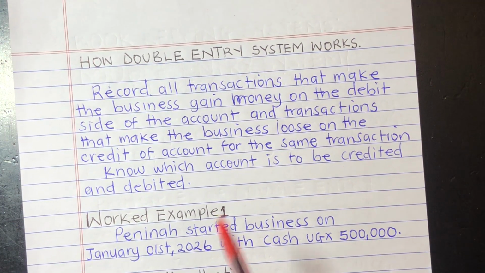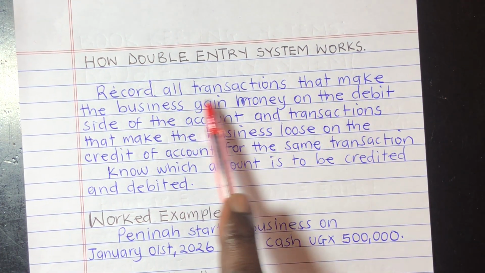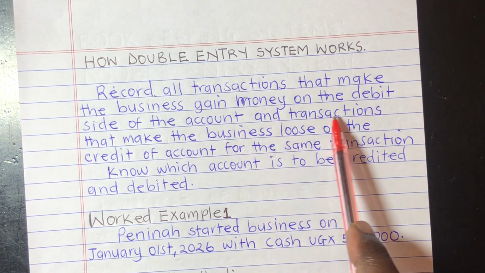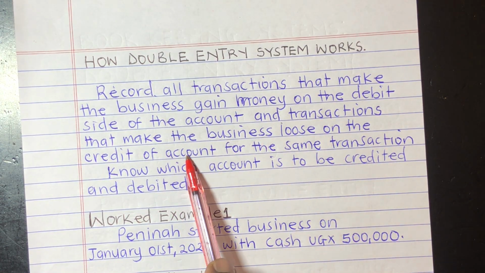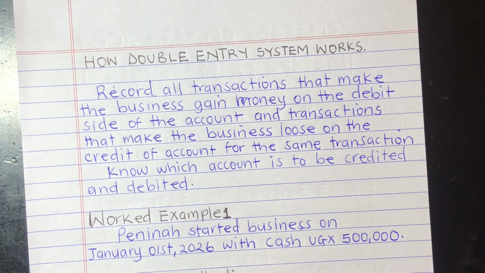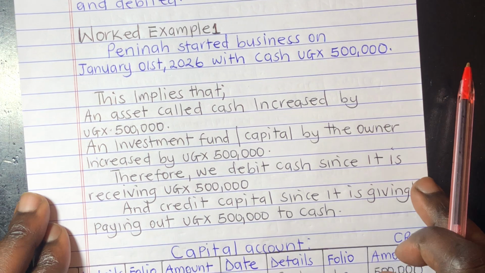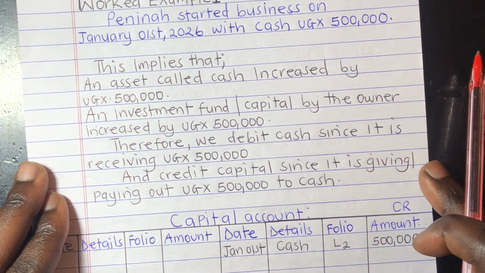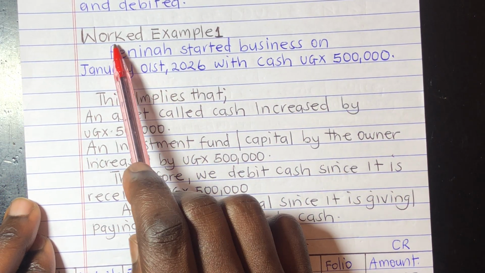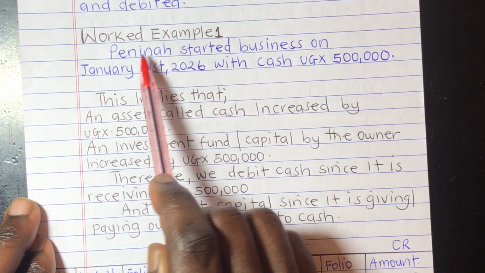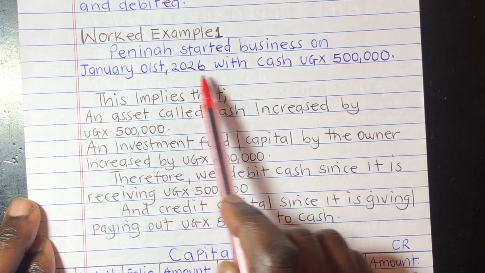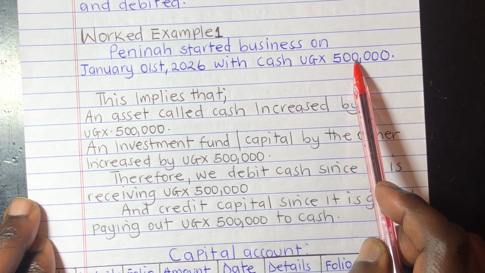So back here, it works that all transactions that make the business gain money are to be recorded on the debit side of the account, and transactions that make the business lose money are to be recorded on the credit side of the account. Then you should be able to understand which account is to be credited and which account is to be debited. Now, this is what I'm talking about. I've come up with a worked out example here. Let me show it to you. Worked out example 1. Penina started business on January 1st, 2026 with cash 500,000. Now, this is a transaction.